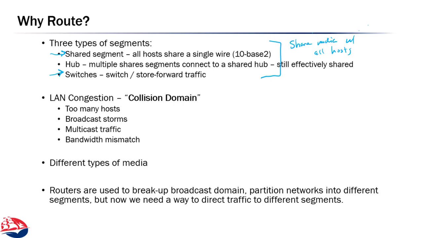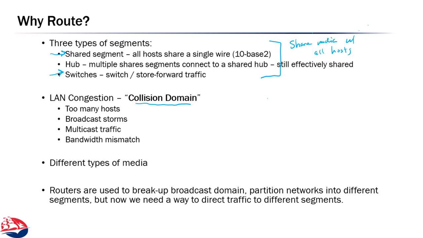And no matter how we shake it, even with a LAN and a bunch of high-speed switches, we're still going to have too many machines on one local area network, and we're going to have what's called a collision domain. In a collision domain, we have too many hosts trying to send data all at the same time. And the switch can only handle so much, and then it starts to degrade.